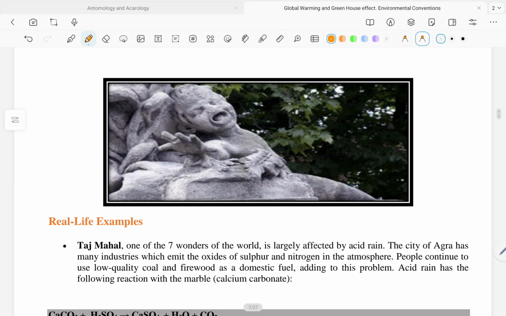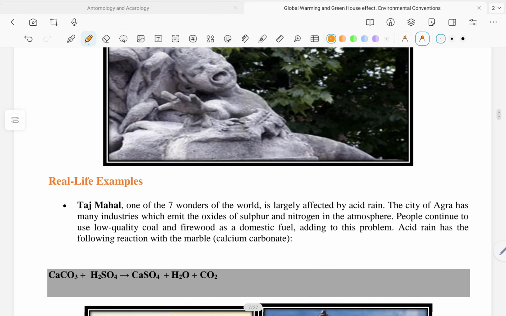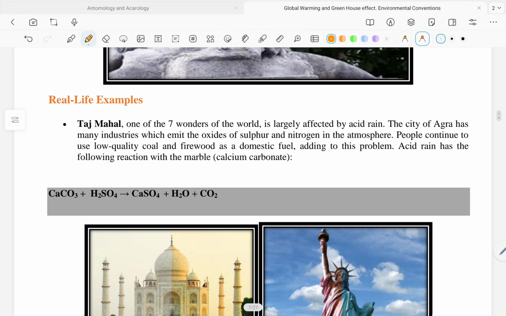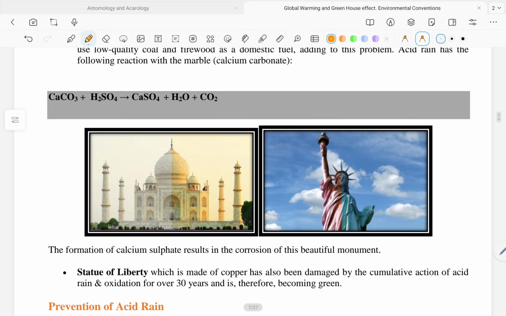Real life example: the Taj Mahal, one of the seven wonders of the world, is largely affected by acid rain. The city of Agra has many industries which emit oxides of sulfur and nitrogen into the atmosphere. People continue to use low quality coal and firewood as domestic fuel, adding to this problem. Acid rain has the following reaction with the marble: calcium carbonate CaCO3 plus H2SO4 gives CaSO4 plus H2O plus CO2. The formation of calcium sulfate results in the corrosion of the beautiful monument.